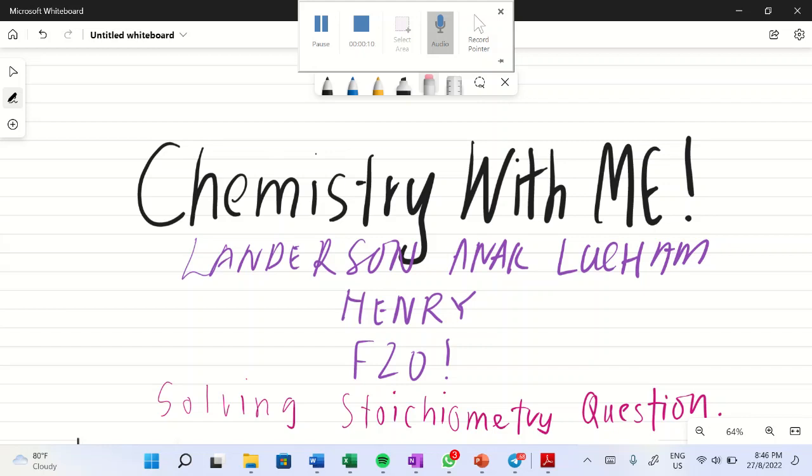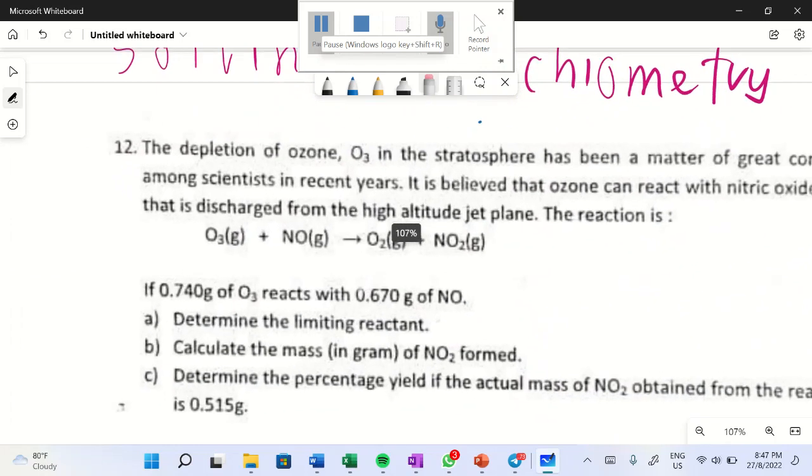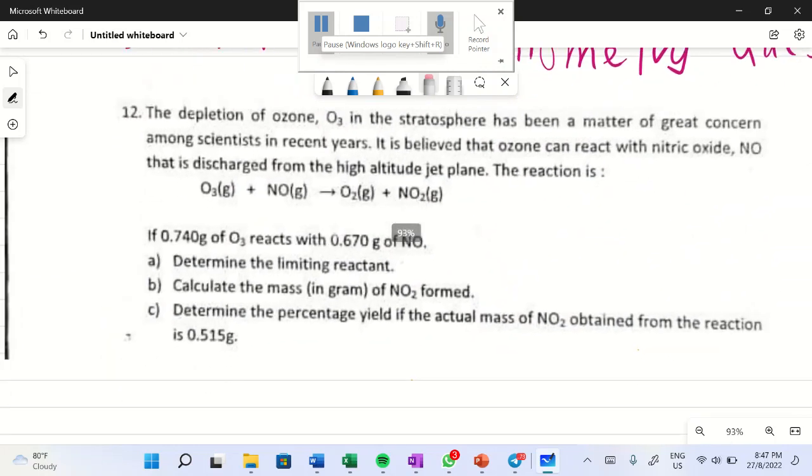I'll show you how to solve a stoichiometry question. So first we look at the question. This is the question. The depletion of ozone, O3, in the stratosphere has been a matter of great concern among scientists in recent years. It is believed that ozone can react with nitric oxide, NO, that is discharged from the high altitude jet plane. The reaction is O3 and NO producing O2 and NO2.